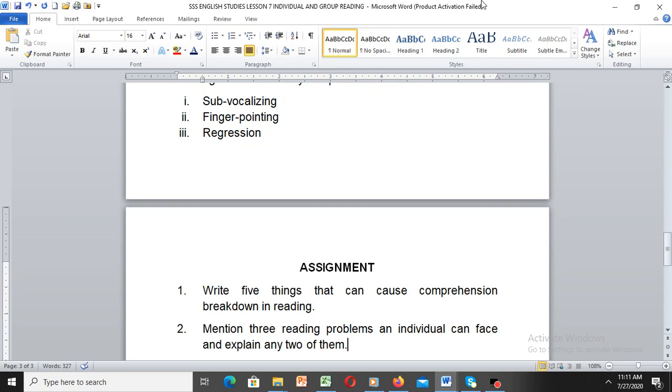Okay? Please, by this, we want to call it a day, but before we close, please make sure you attempt the assignment. Number 1, write 5 things that can cause comprehension breakdown in reading. Number 2, mention 3 reading problems an individual can face and explain any 2 of them.